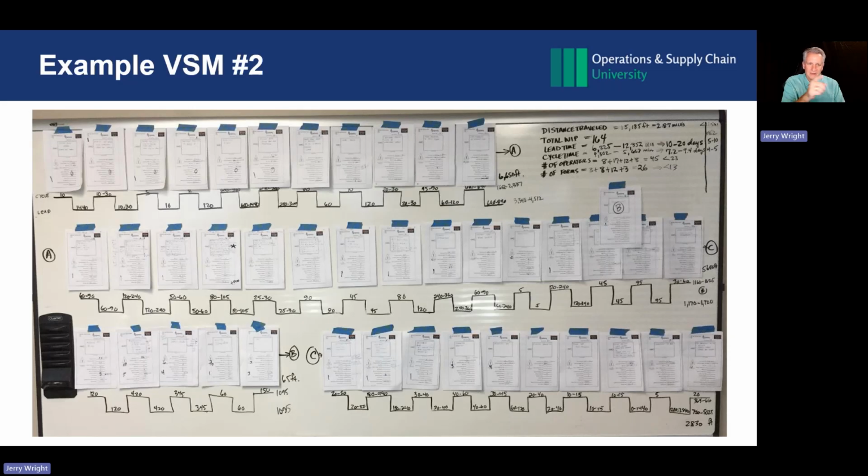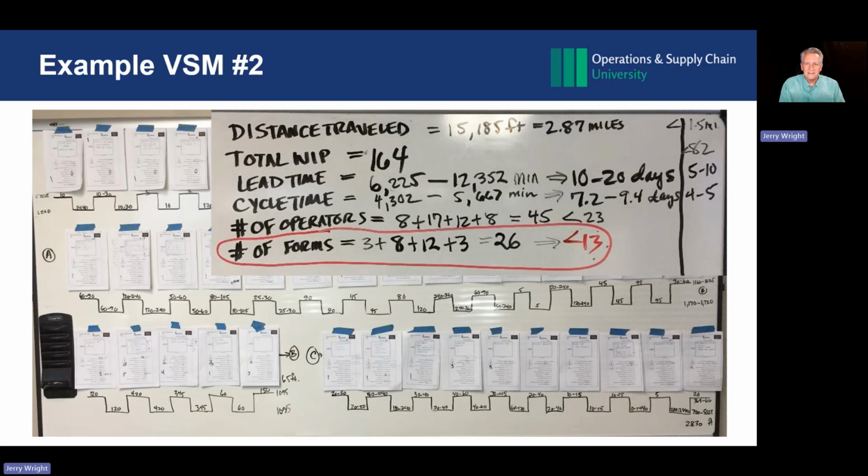If you notice, it goes all the way across to A, then A goes down here, then there's a B and a C. We kind of had to work with the board because there were a lot of steps. Now here's the data. Distance traveled, because it was between multiple buildings, almost 3 miles.